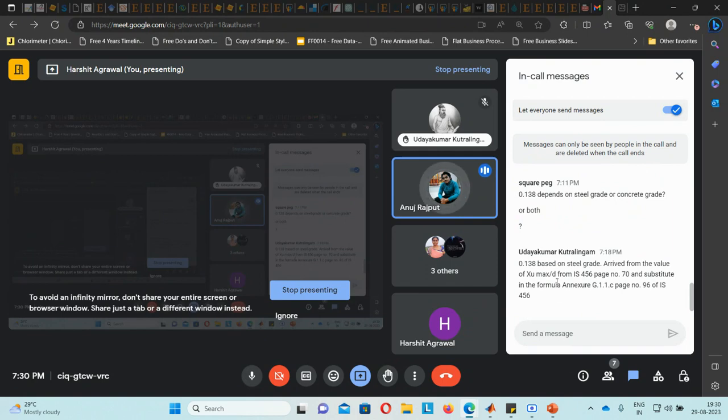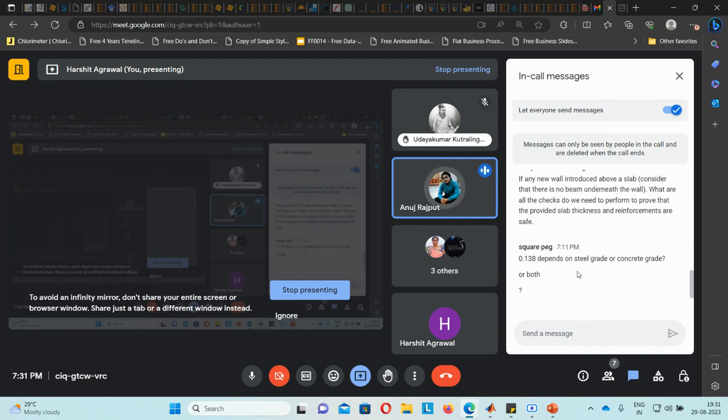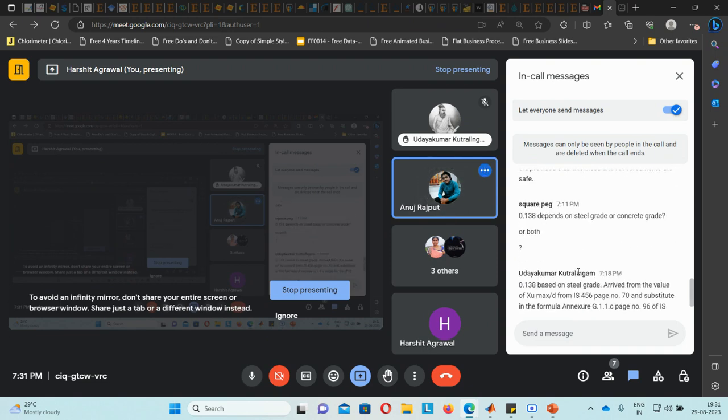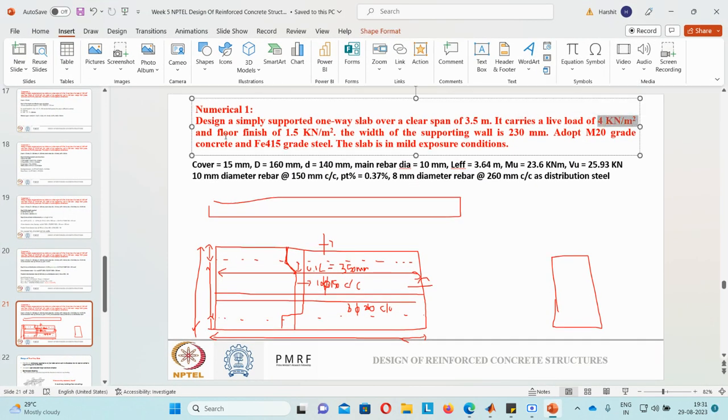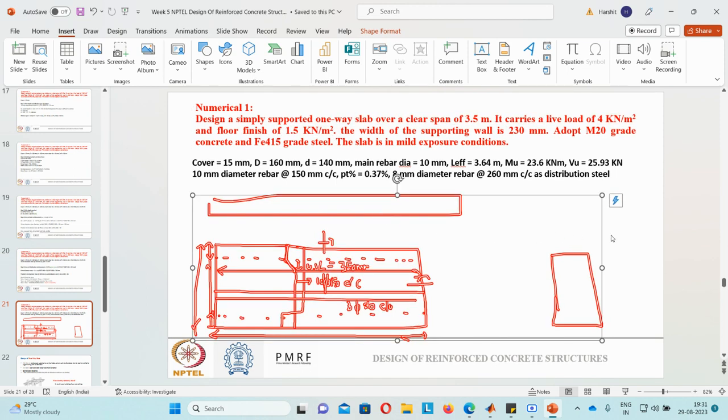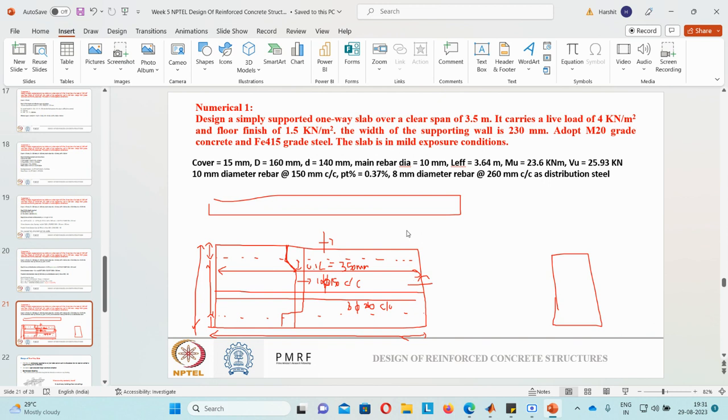I want to know, sir, in the actual, there is always a fixed type of support we are providing. So do we have to change the moment in the actual condition, sir? No. So this is for the moment due to this live load and this floor finish, okay? If the moment acting on the beam is changing, then the design will also change, no?